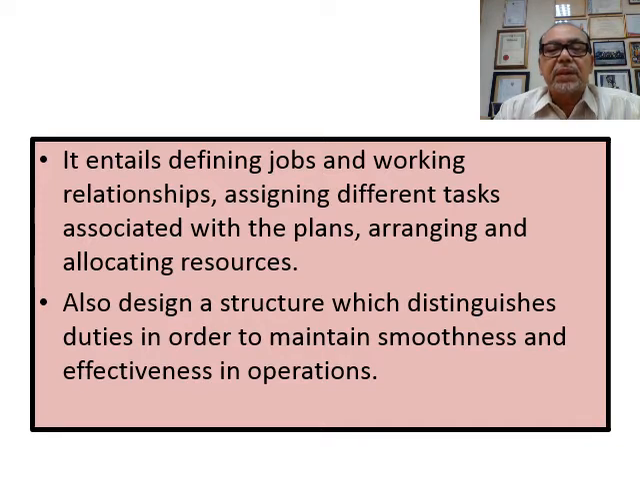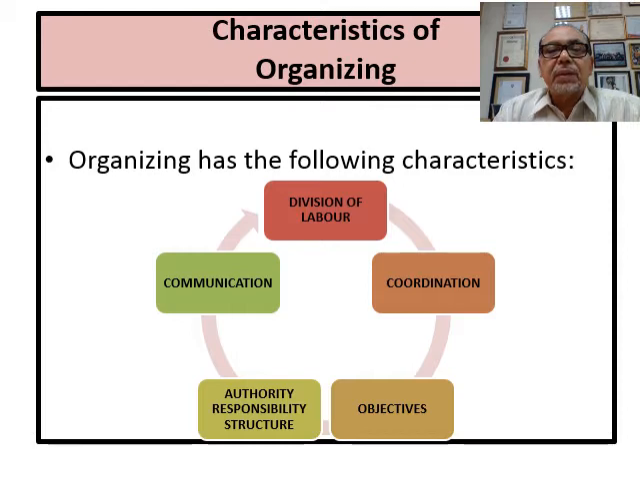So for every person, we design the job scope, what they have to do, so that they will be part and parcel of the organizing to achieve the goals, which need to run smoothly and effectively. Otherwise, the goals cannot be achieved. The characteristics: organizing has the following characteristics. Number 1 is division of labor. That means every person is assigned the job scope they have to do.